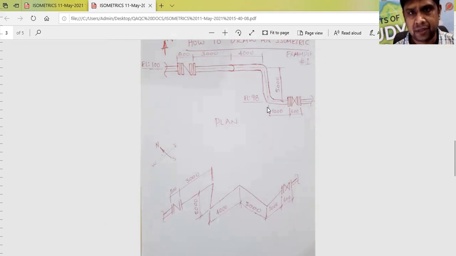Then the pipe is going 1 meter towards east-west, or west-east rather. So again, this is going west-east, and then there will be a gate valve of 600 mm dimension. This is the simple way you have to represent the isometrics. As I explained to you in my class earlier, the isometric is drawn in 30-degree and 150-degree angles, and the vertical elevation up or down will be represented in a straight line.